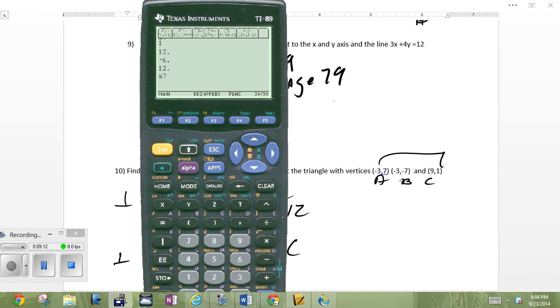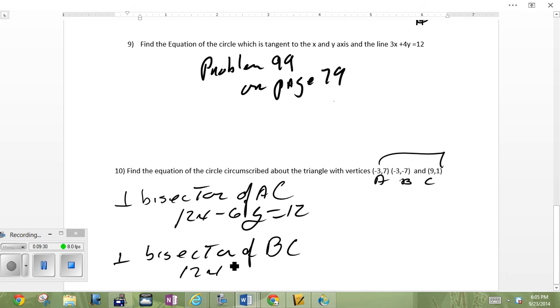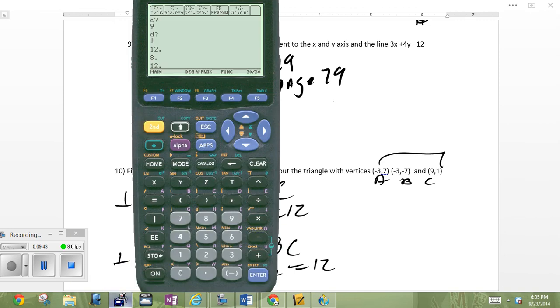I think I put the wrong number in there. Okay, let's do it again. -3, -7, and 9, 1. Okay, 12, 8, 12. So that's 12x plus 8y equals 12. Now we'll use the simultaneous equations program between these two to find the point of intersection. Home, and pull up the program.